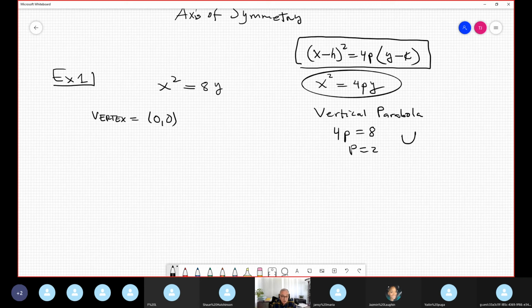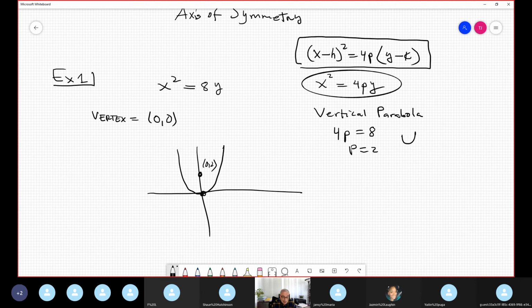Okay, so the focus, let me try to do a rough sketch of the parabola. 0,0, I know this parabola opens to the right, because it's, no, up, it's a vertical parabola. Therefore, it opens in that direction. This is the vertex, and the focus is located here. Right? And the P distance, P is 2. Therefore, the focus is located at the point 0,2.